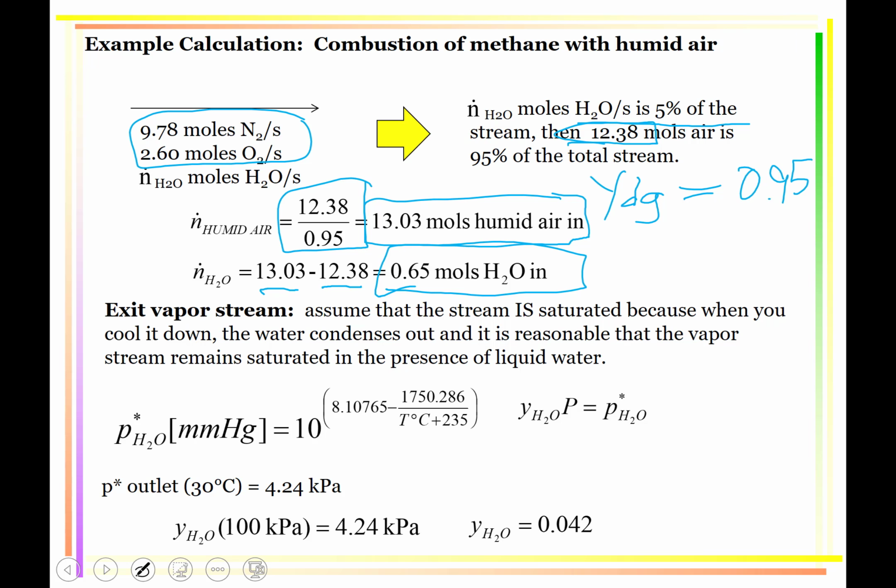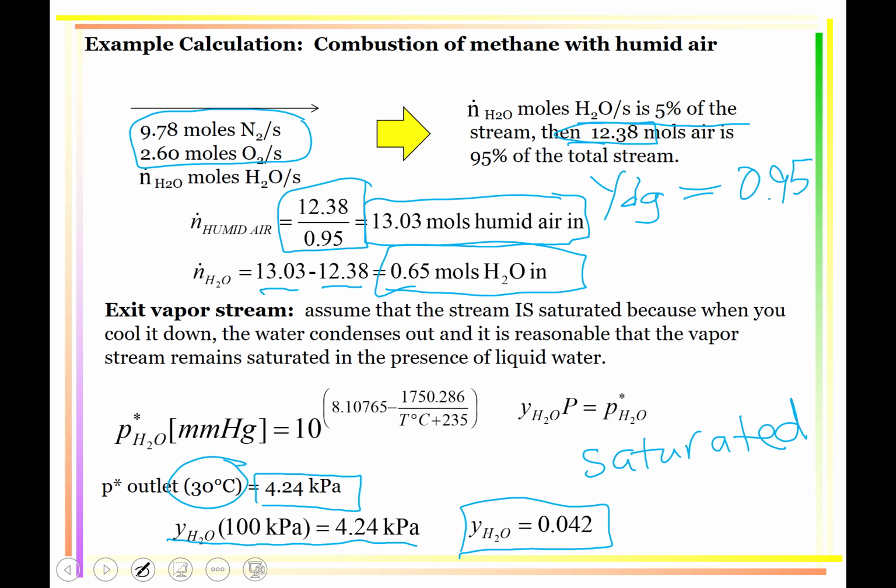Now if we look at the exit stream and do our material balance, the exit stream is at 30 degrees C, and our P star at the outlet is 4.24 kilopascals. We can again calculate. In this case, we assume that it is saturated, because we've cooled it down and down, and the water remains in the air. It's saturated and there's liquid water present, which gives us the evidence that the stream is saturated. So the y of H2O is 0.042.